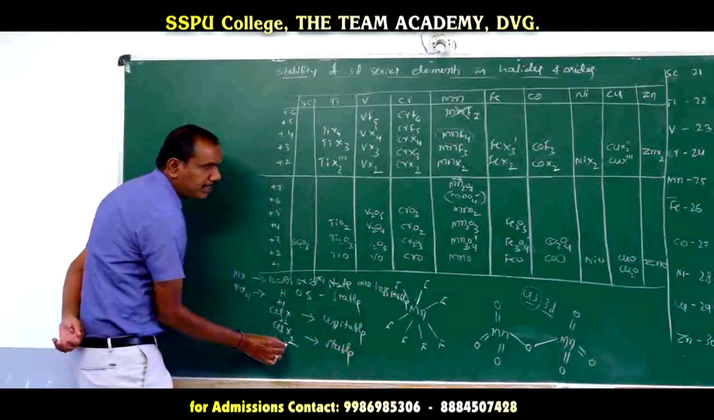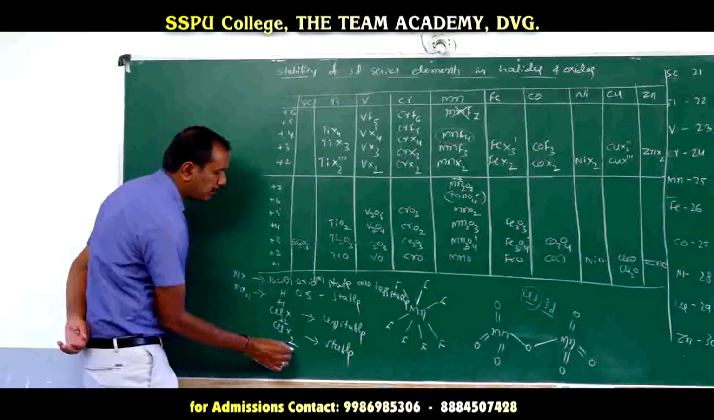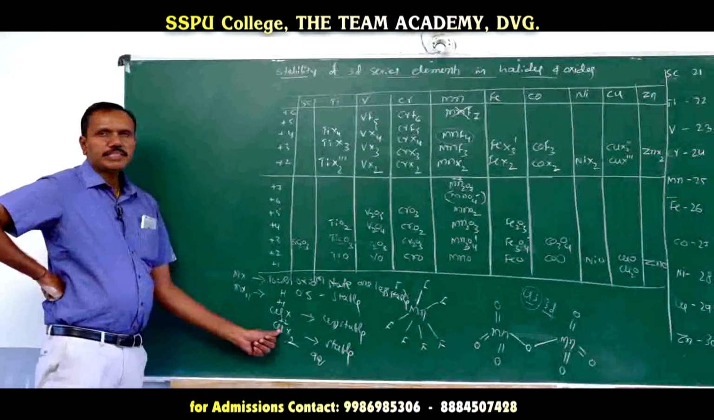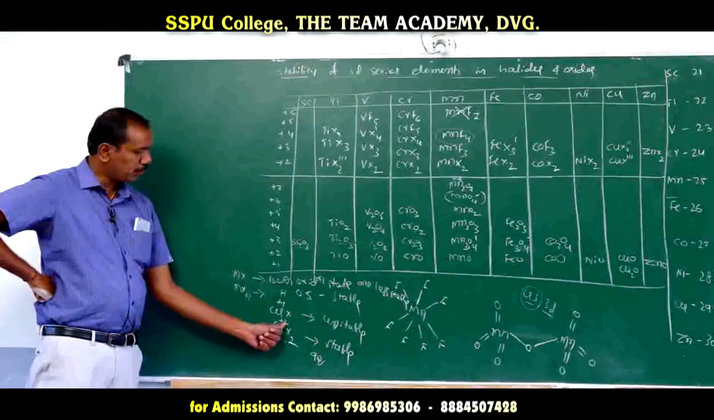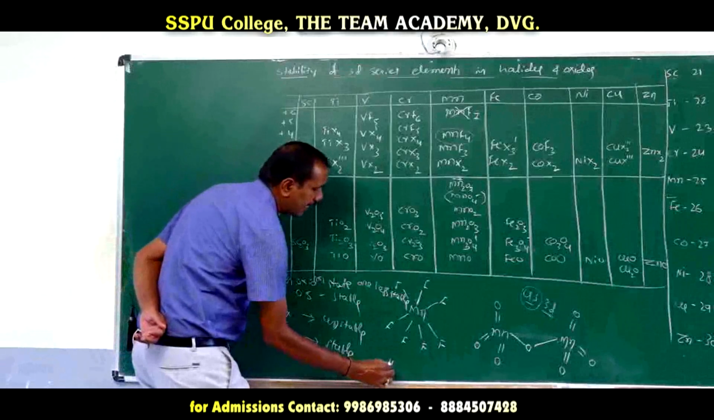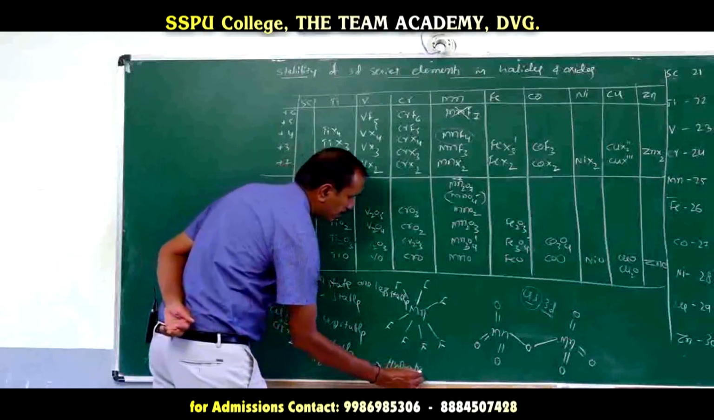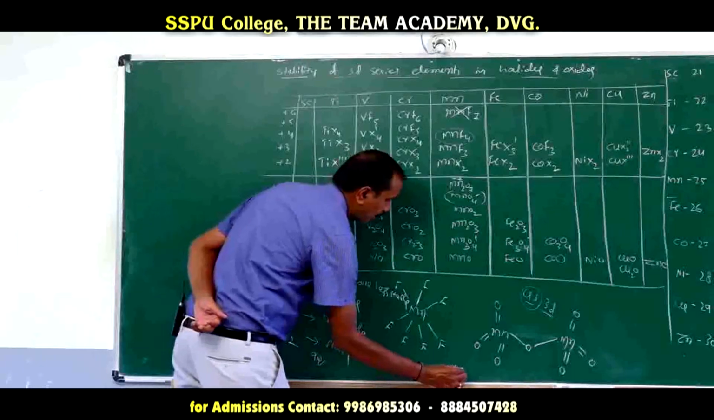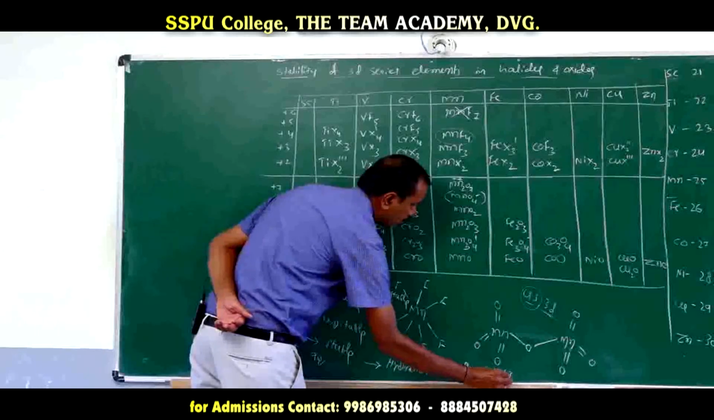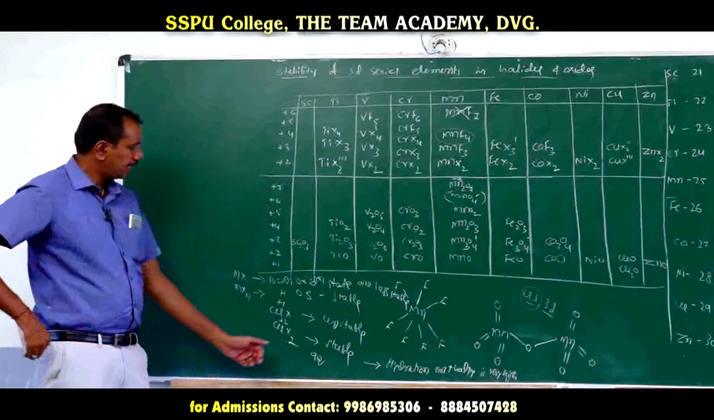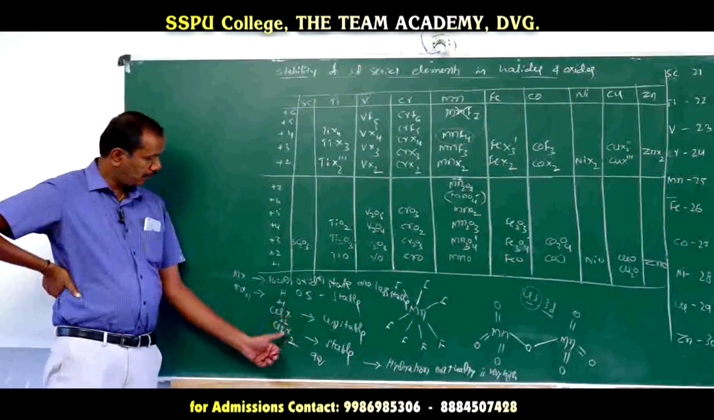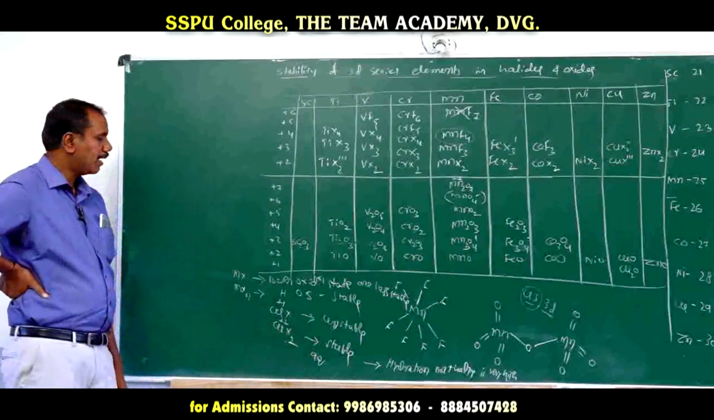And moreover, CuX2 is a highly stable compound in aqueous media. Why? CuX2 means the Cu is in the higher oxidation state, nothing but plus 2. It is more stable in the aqueous media. Why? The reason is the hydration enthalpy is more. The hydration enthalpy in case of CuX2 is more than that of CuX. Therefore, Cu plus 2 compounds in aqueous media are more stable.